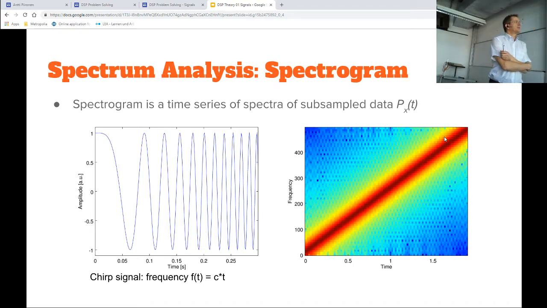Good. Then more spectrum analysis. Spectrogram. A spectrogram is simply a time series of spectra of subsampled data, meaning it shows how the frequency of the signal changes over time. It's a kind of spectral signature of the signal.